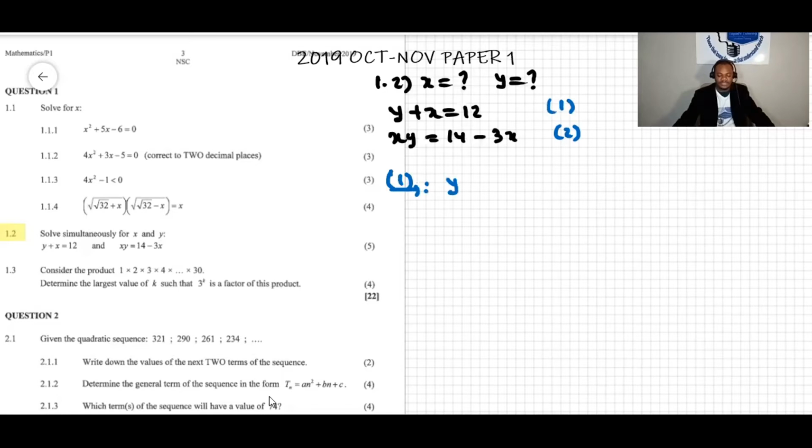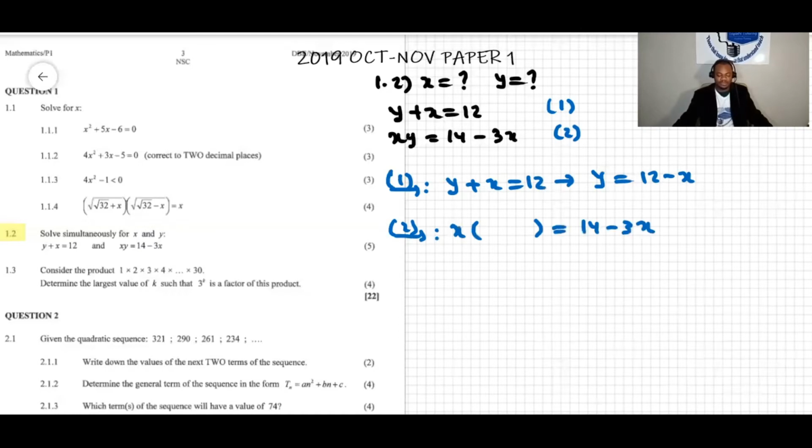because we have y plus x equal 12, okay, this we can make y subject of the formula. That makes y equal to 12 minus x, and then we can take that value of y, substitute in equation 2. So equation 2 will then become xy equal to 14 minus 3x. Now, instead of y, I'm going to substitute the value of y, which is 12 minus x.